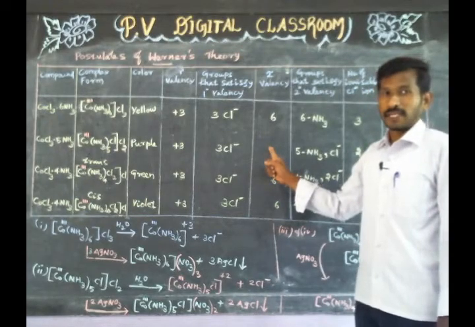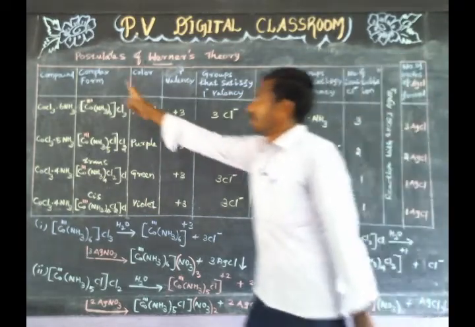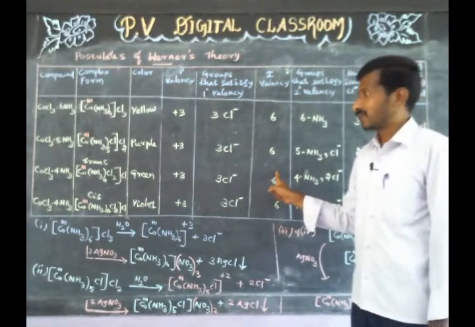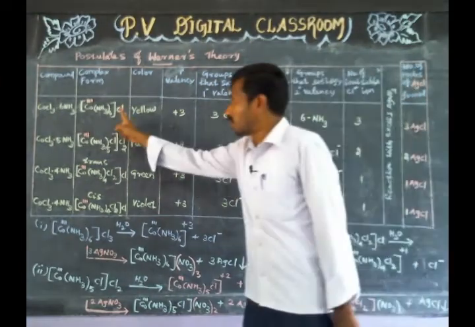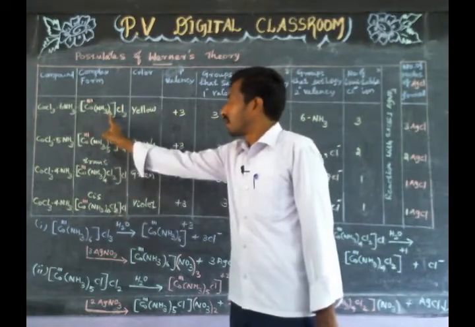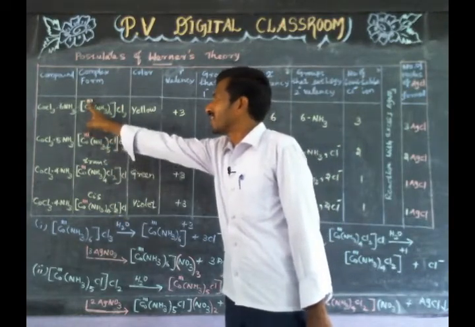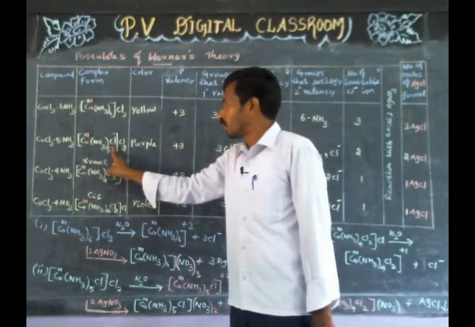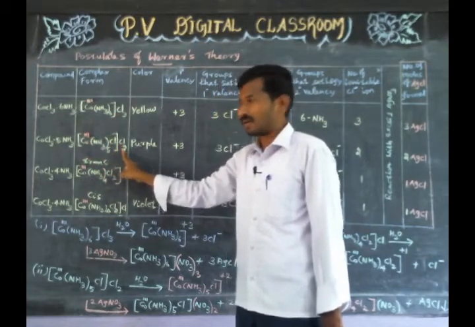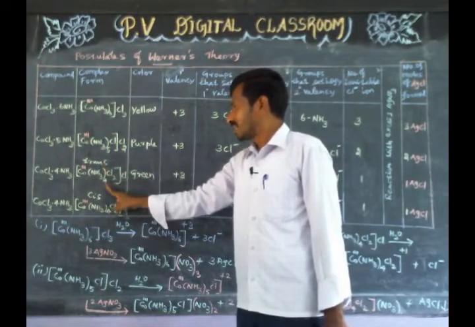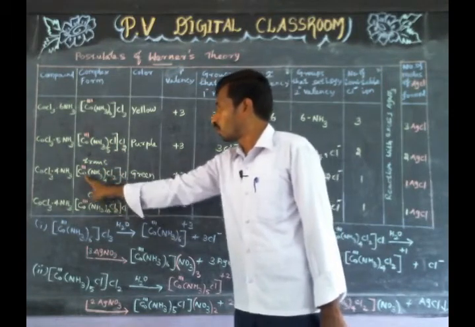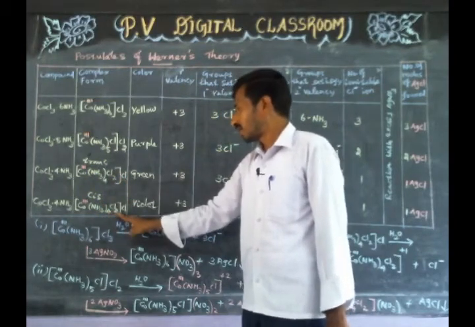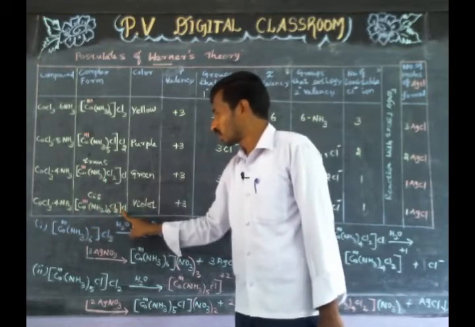This table explains the various postulates of Werner's theory. This table contains 4 different compounds. They are hexaamine cobalt 3 chloride, pentaamine chlorido cobalt 3 chloride, trans tetraamine dichlorido cobalt 3 chloride, cis tetraamine dichlorido cobalt 3 chloride.